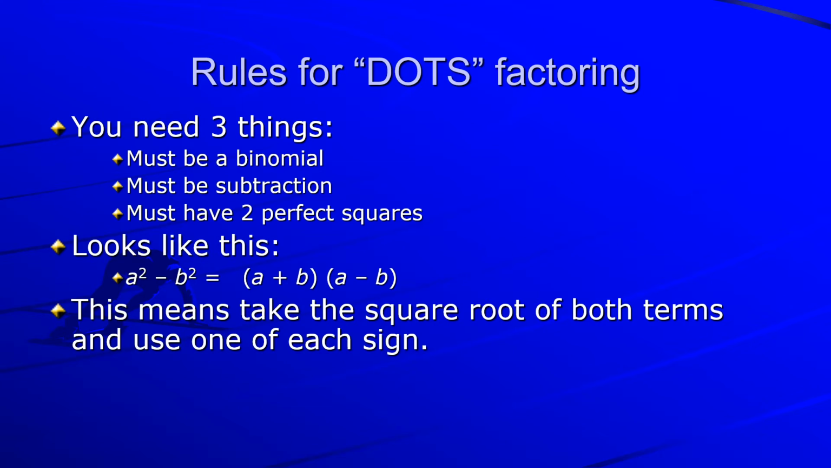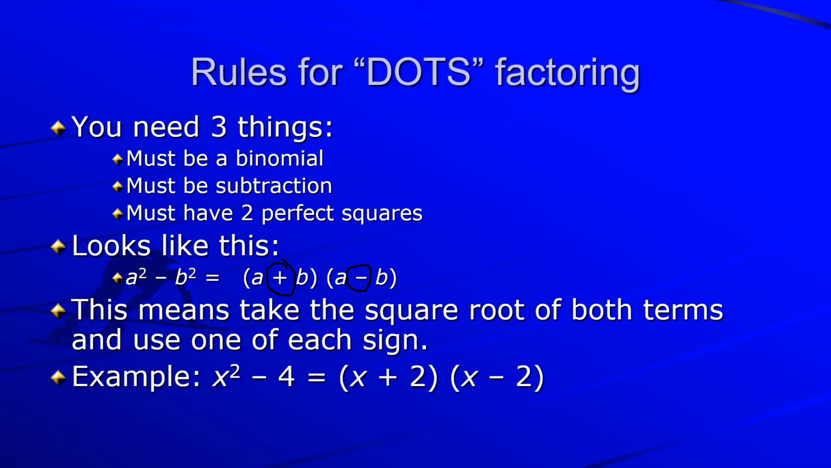Here's an example of what it looks like. a squared minus b squared gives you a plus b times a minus b. And to break it down a little simpler, take the square root of both terms and use one of each sign. The plus sign and a minus sign. See the plus sign here and the minus sign here. Make sure that you use one of each sign. And there's an example with a number like 4. We break it down into 2 and 2.